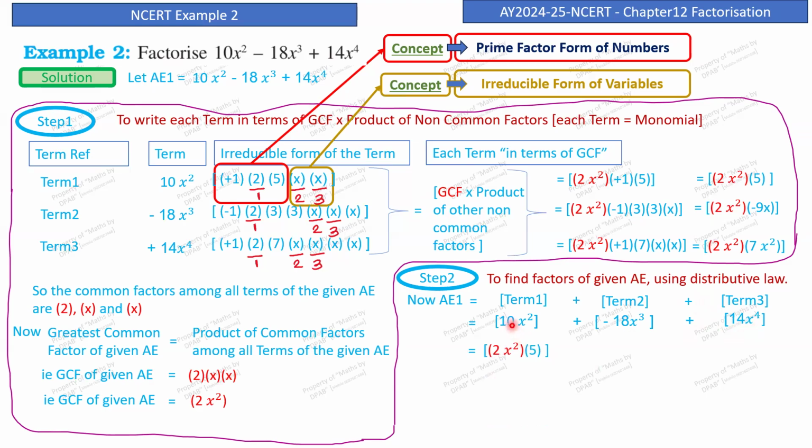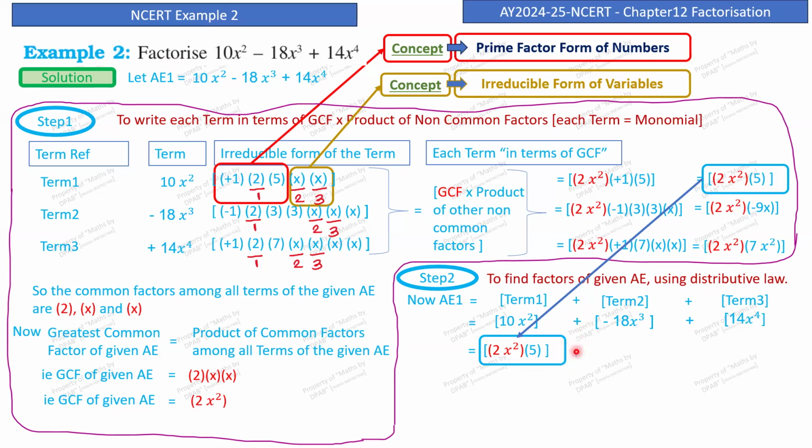So now 10 into x to the power 2, which is term 1, in terms of greatest common factor is 2 into x to the power 2 into 5. That's what we have written here. This is term 1 in terms of greatest common factor. I hope you have understood. If you have not understood, please pause the video, make sure that you understand each and every step, and then come to step number 2.